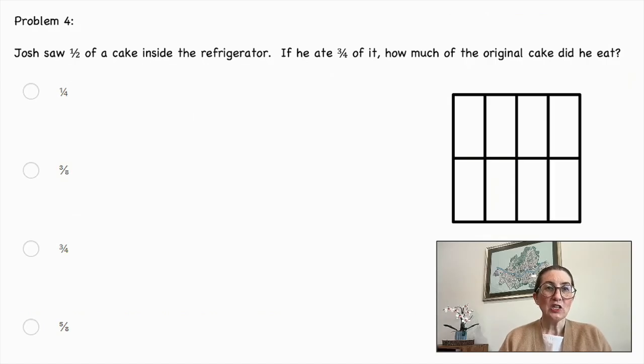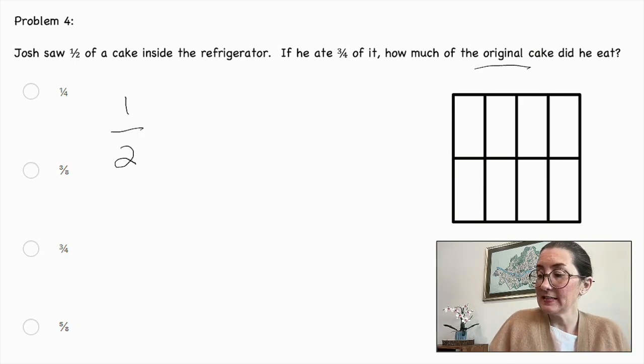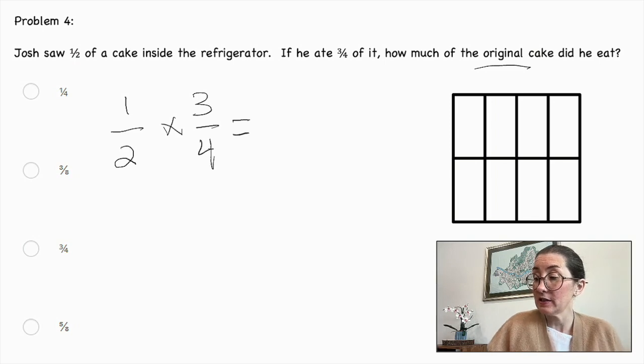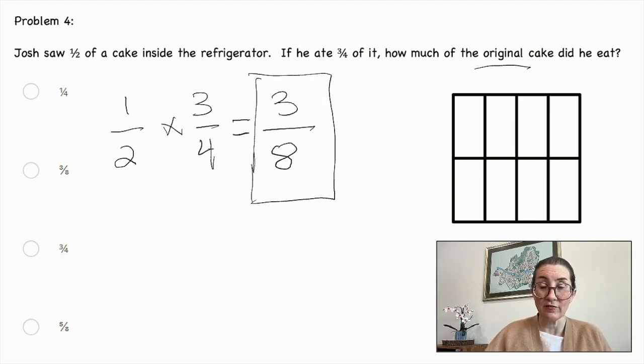Problem number 4. Josh saw half a cake inside the refrigerator. If he ate 3/4 of it, how much of the original cake did he eat? So Josh saw half of a cake and he ate 3/4 of it. So what is that? 1 times 3 is 3, 2 times 4 is 8. So I think the answer is 3/8 of the original cake. He ate 3/8 of it.